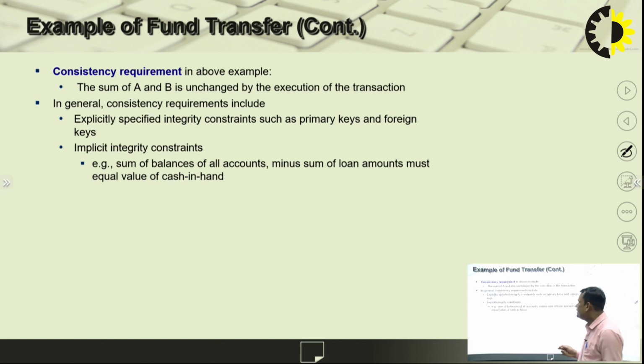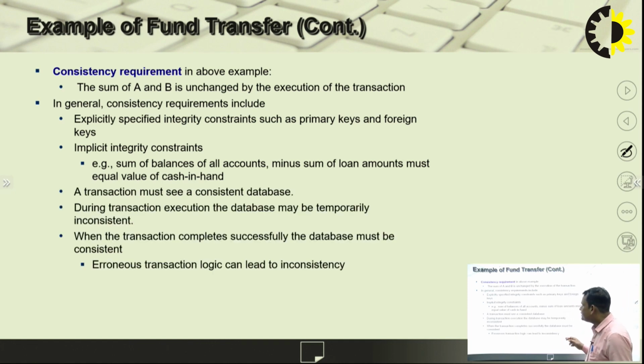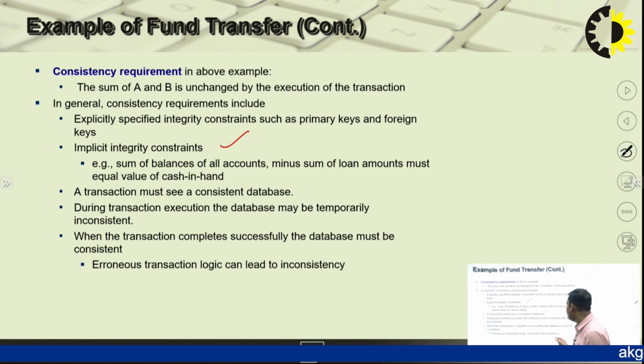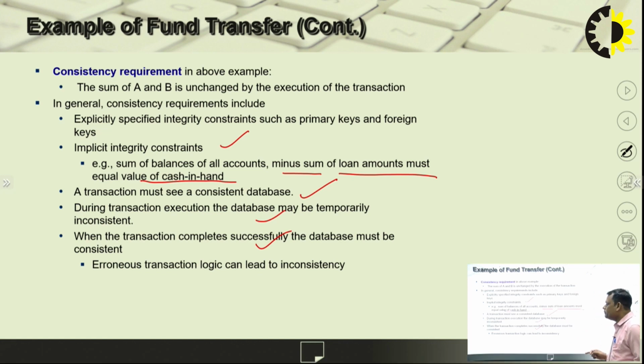Transaction consistency has basically two types. The first is implicit integrity constraints: the sum of balances of all accounts, minus the loan amount, must be equal to cash in hand. A transaction should see a consistent database. During the transaction, the database may be temporarily inconsistent. And third, when the transaction completes successfully, the data must be consistent.